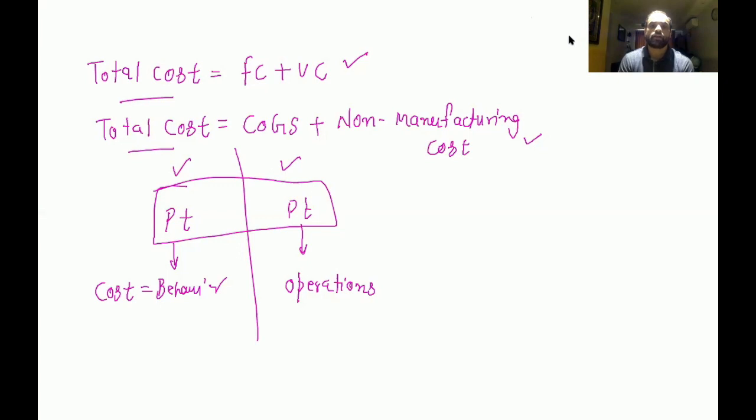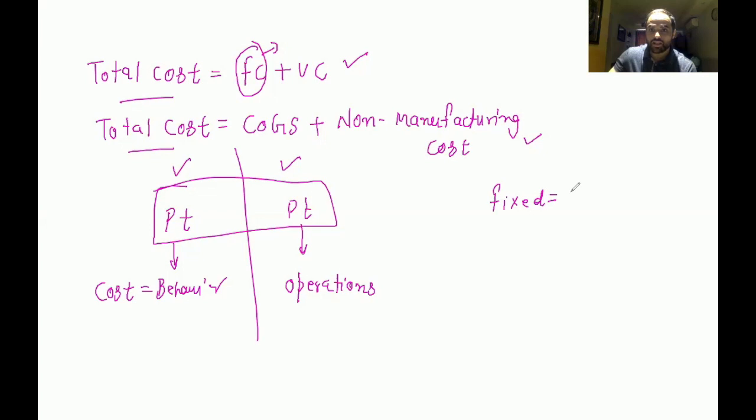All the cost by behavior is manufacturing? No. Not all cost by behavior is manufacturing. This could be manufacturing, this could be non-manufacturing. By behavior, we do not categorize whether it is manufacturing or non-manufacturing. Fixed could be manufacturing, non-manufacturing, both. Fixed could be manufacturing cost, such as depreciation. Rent is a fixed manufacturing cost. And fixed cost could be non-manufacturing, such as salary of office people, depreciation for office.